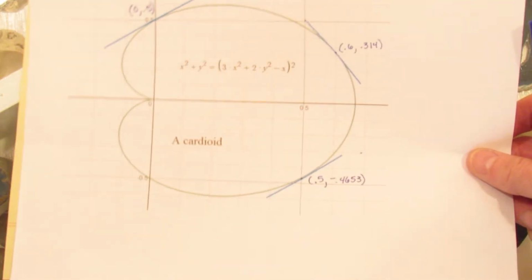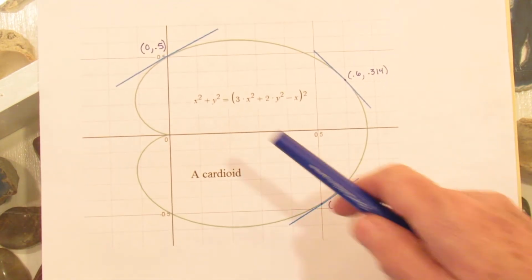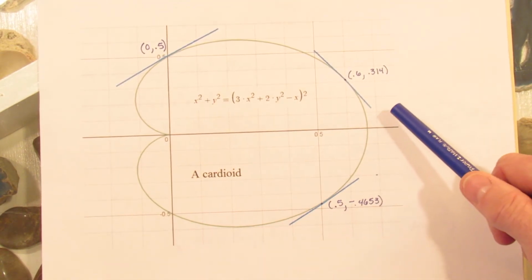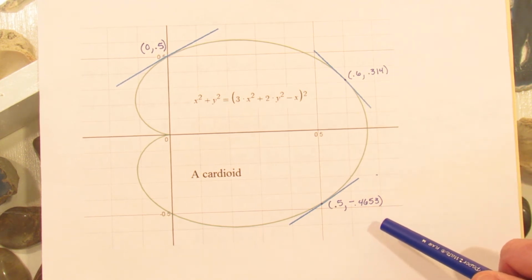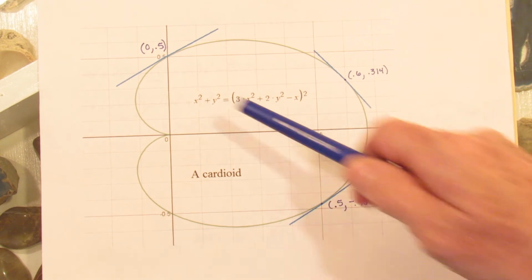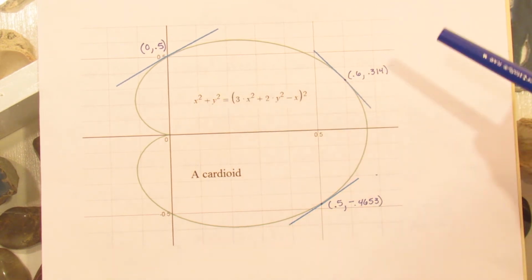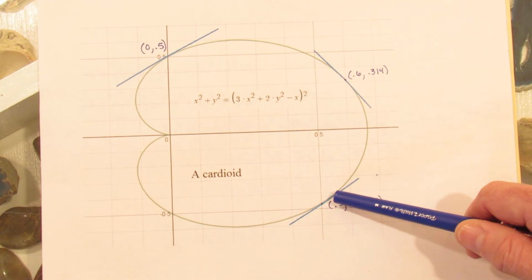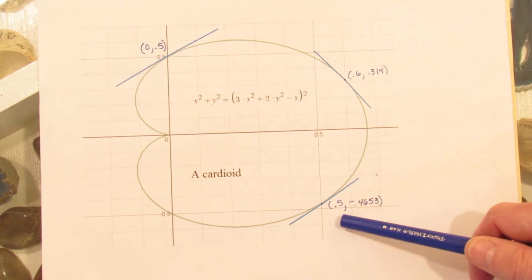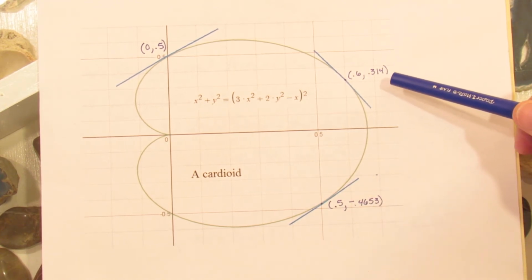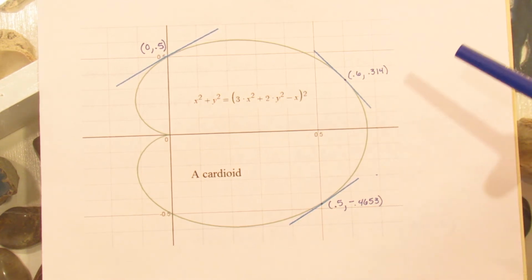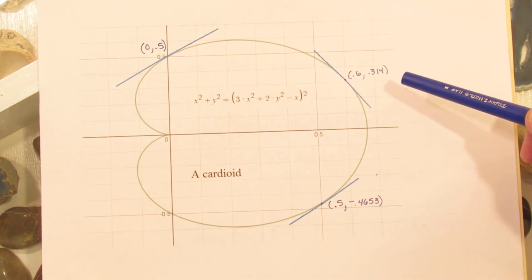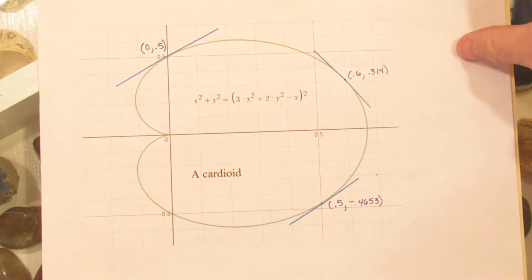Okay, so we have the points (0, 0.5), (0.6, 0.314), and (0.5, negative 0.4653). This point was kind of easy to see right on the graph. I chose 0.6 and 0.5 as some nice x values to work with. At the very end, I'll show you how we got these y values. They are rounded, but they're close enough for our practical purposes. Okay, so those are the points we're going to try to find the slopes and the tangent lines for.